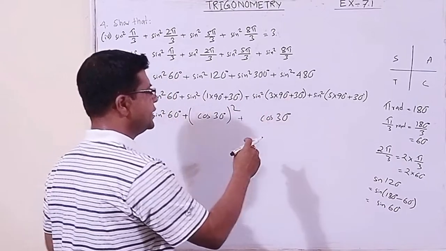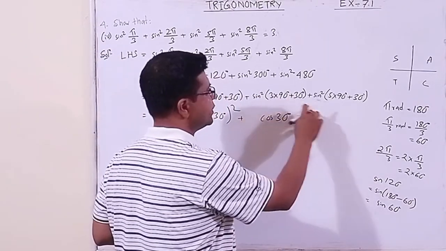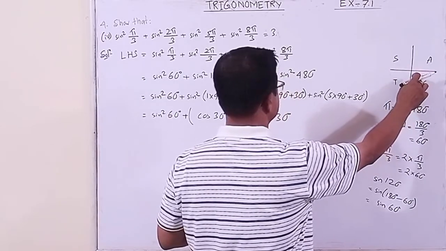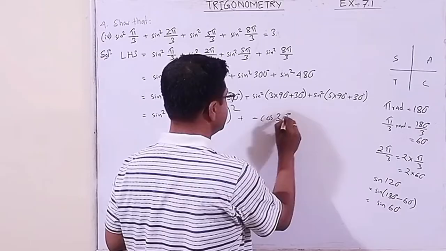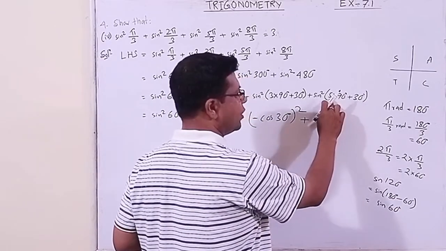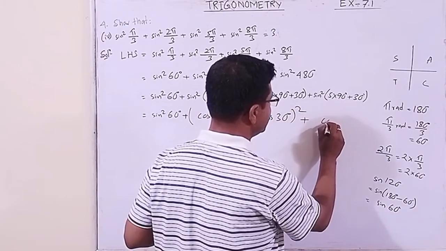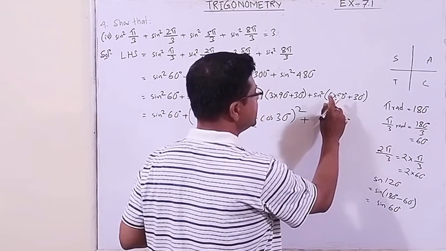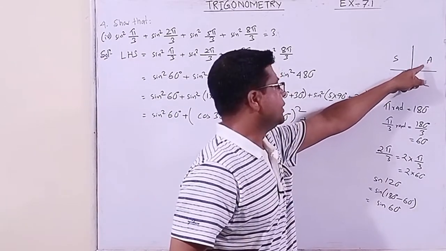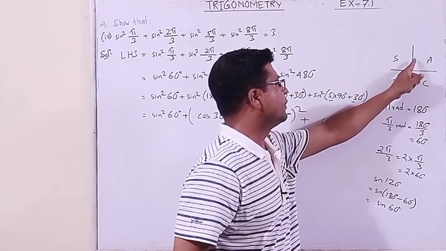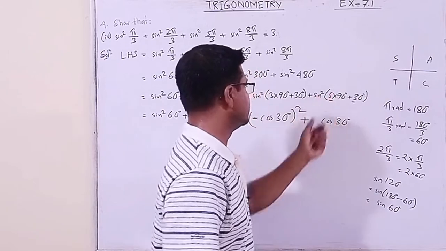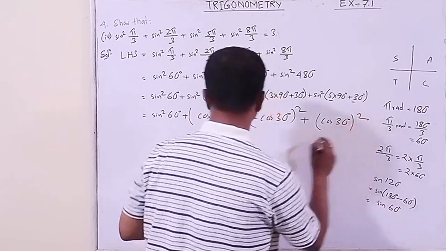Which quadrant does it lie in? Fourth quadrant. 3 plus 1 is 4, 390, that is 390 plus 30. Here in the fourth quadrant sine is negative, but it is squared, so it is positive. Again it is an odd multiple of 90, so sine is converted to cos of 30 degrees. Which quadrant is it in? 5 plus 1 is 6, 590 degrees, plus 30. Here sine is positive, so this is positive, its square.